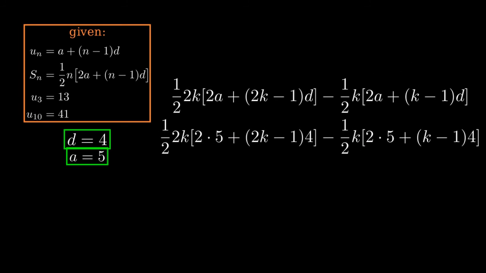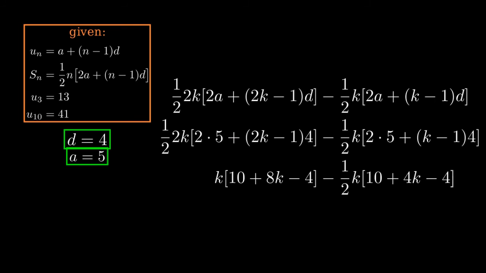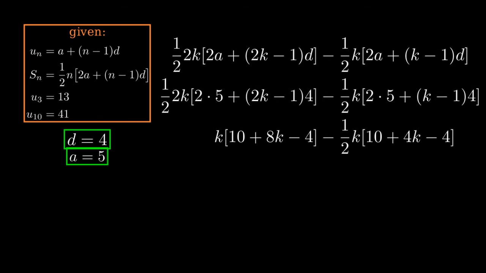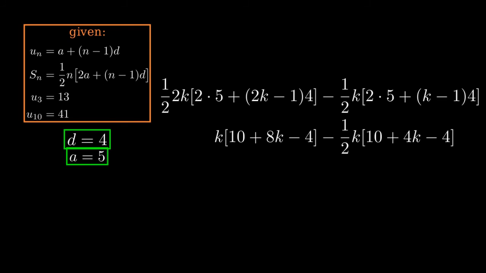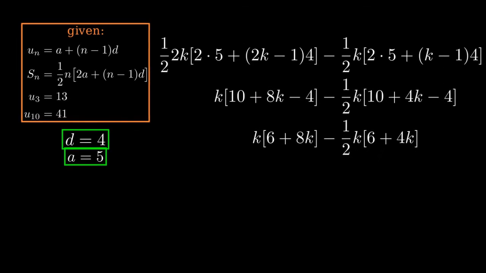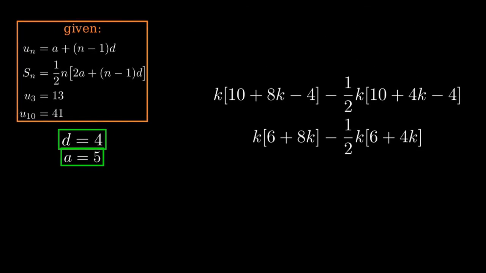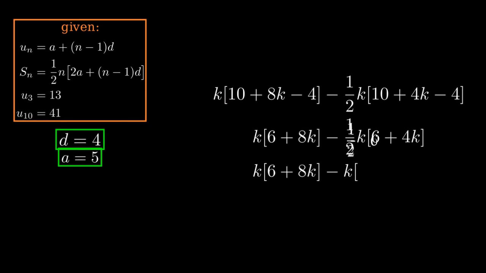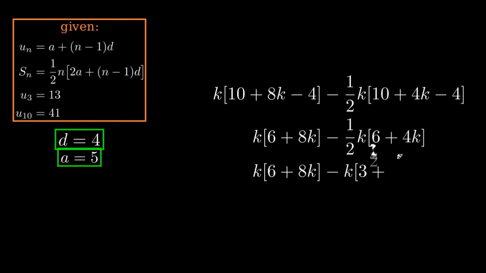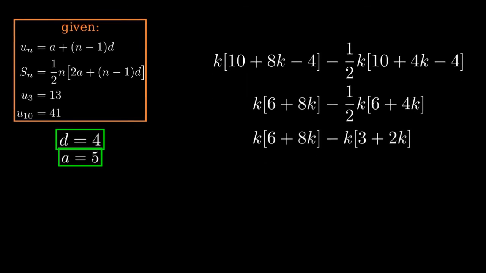Just a bunch of simplifying here. Try to follow. If it's fast, you can pause it. All right. In the brackets, we've got 10 and minus 4 there. Becomes 6. Okay, so it's slowly but surely simplifying. There, I multiply the 1/2 through the bracket to make 3 plus 2k.